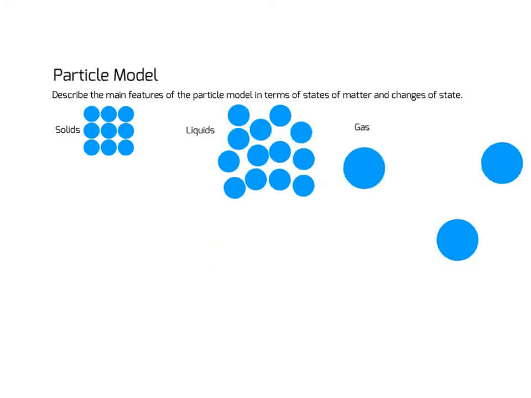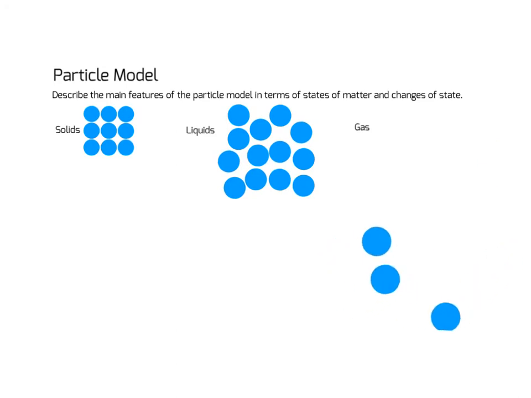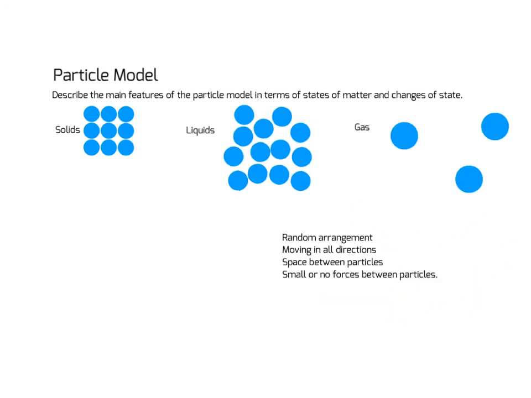The final state of matter to consider is gas. The particles in a gas move around randomly. Therefore, the particles have a random arrangement. There is a large space between the particles, which means that gases can be compressed and they fill up a volume. And there are no forces or very small forces between those particles, which allows them to flow and move.